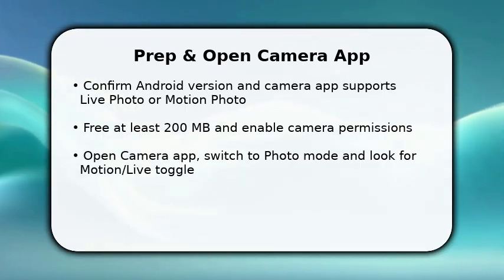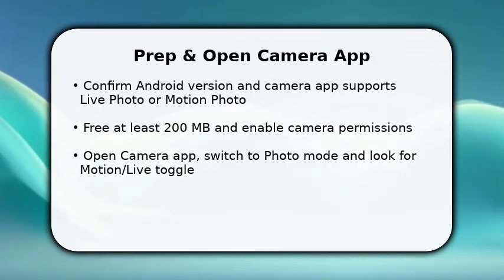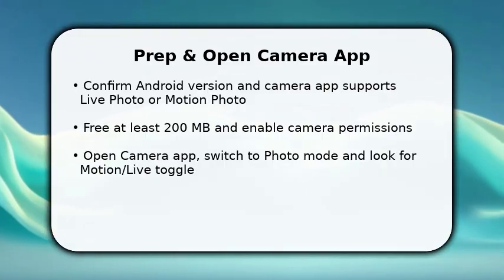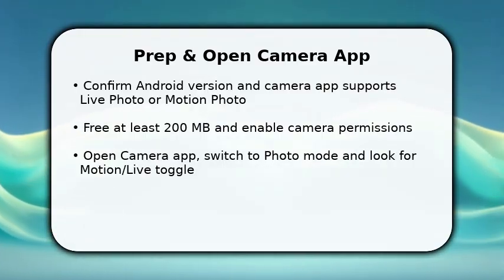Open the camera app and select photo mode. Look for motion, live, or similar icon near the shutter. Tap that toggle to enable it. You'll see a brief on-screen cue. Now frame your subject and be ready to press the shutter.